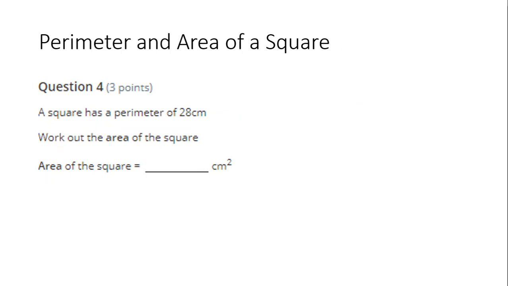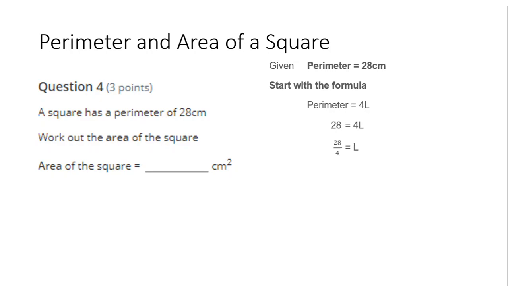Question 4, if you're given the perimeter of the square and you need to work out the area of the square, you should know that a perimeter is found by adding all of the sides. If it's a square, all 4 of those sides will be the same. So the perimeter is equal to 4 times the length of the square. We're told the perimeter is 28, so 28 is equal to 4 times the length of the square, which means that the length must be equal to 28 divided by 4. Now that's 7 centimeters. But we are not done.